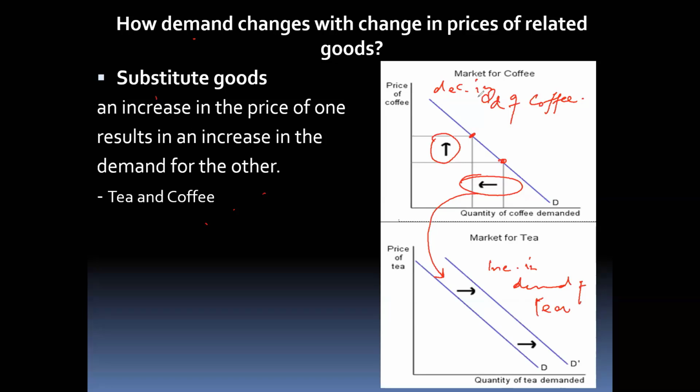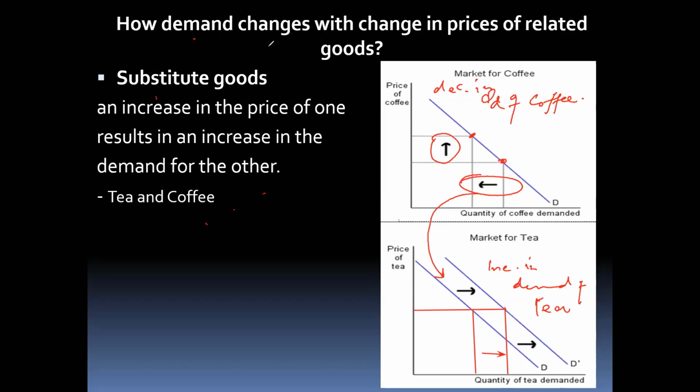It is demand. Why? Because I have not drawn the price line. It is showing us that for a particular price, originally the demand was this much. Now it has increased. So this increase is because of decrease in the demand for coffee.